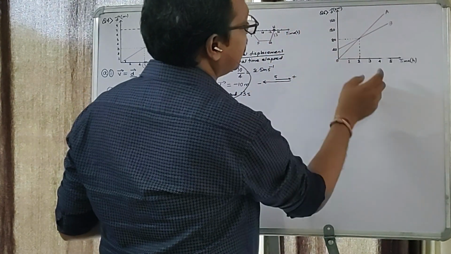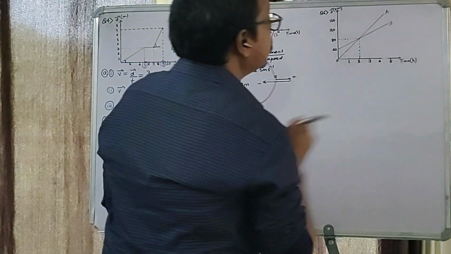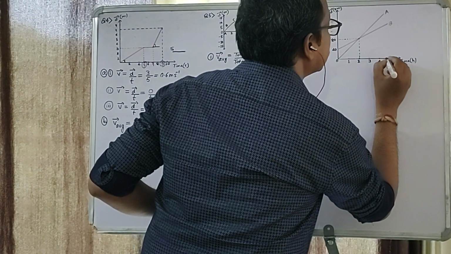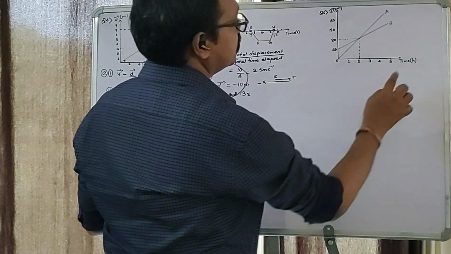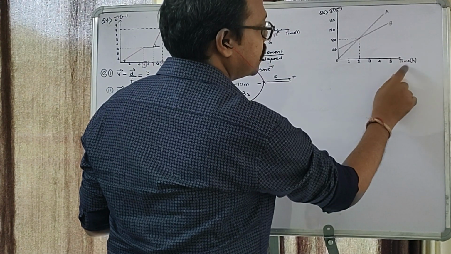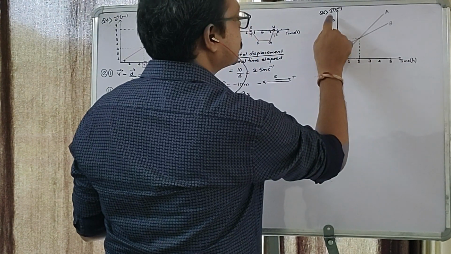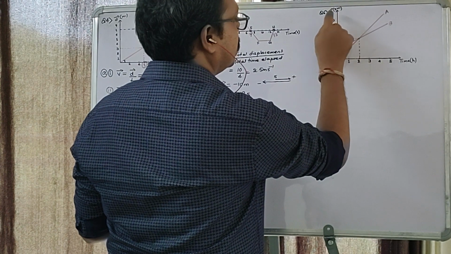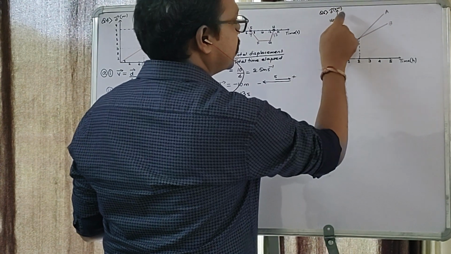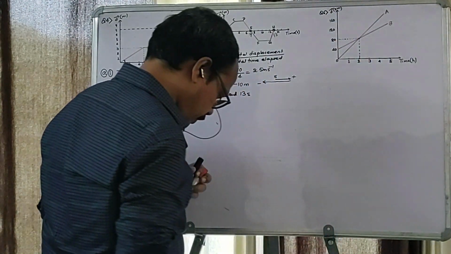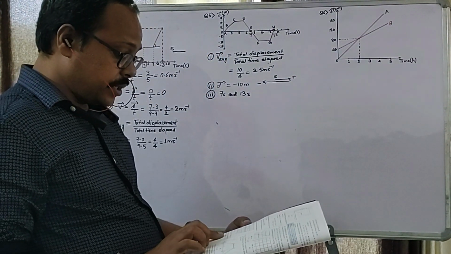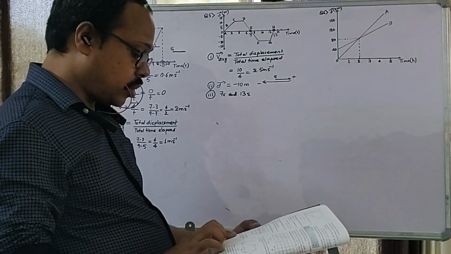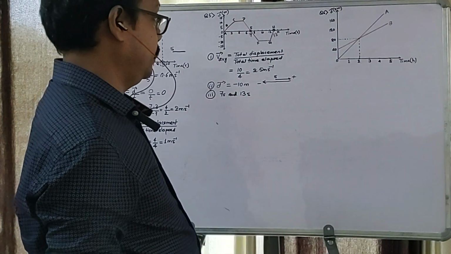Here again a displacement-time graph is given. In this case there is a little bit of difference. Time is given in hours, and displacement is given in kilometers. As per the question, the displacement-time graph shows the motion of two cars A and B.